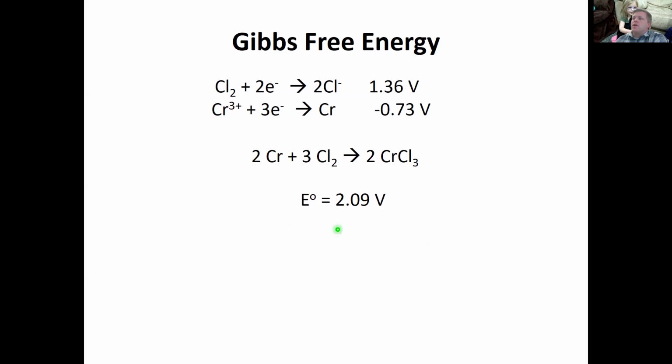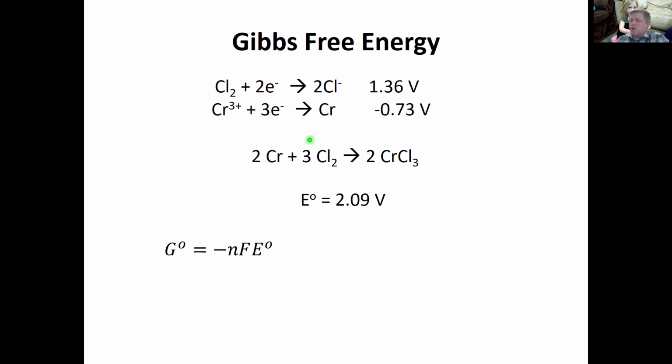So what we're going to do there is just take this equation right here, where G naught equals negative NF E naught. So what we have here is N is the number of moles of electrons, F is Faraday's constant, and E naught is just our reaction potential right here. So how many electrons do we have? Well, let's figure this out. So we have 2 chromiums here. In this reaction up here, we only have 1 chromium. So that means we have to multiply this whole reaction by 2, which means there's 6 electrons involved in this reaction.